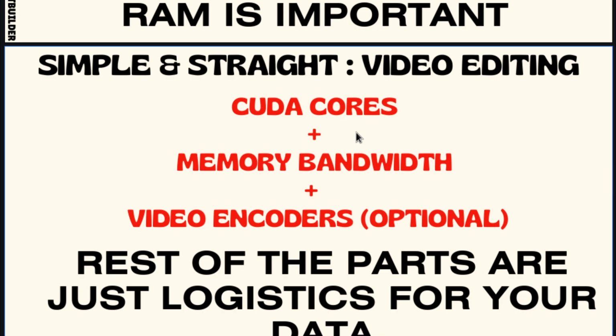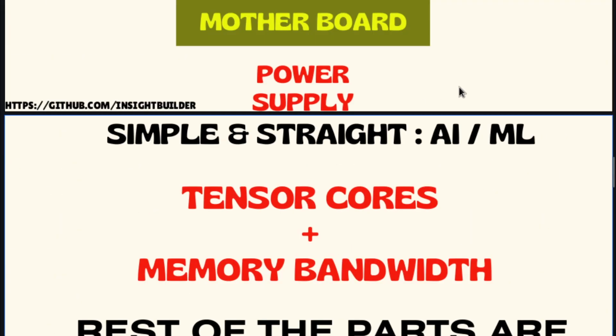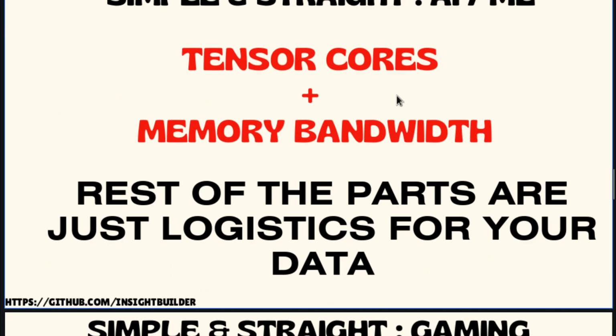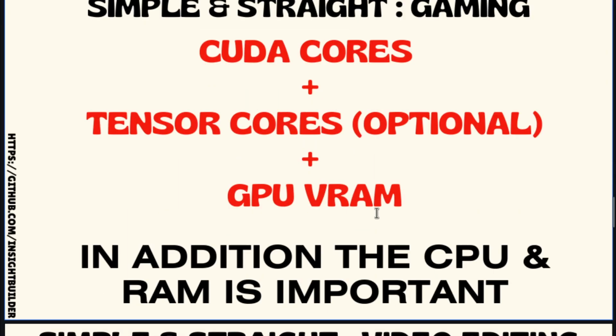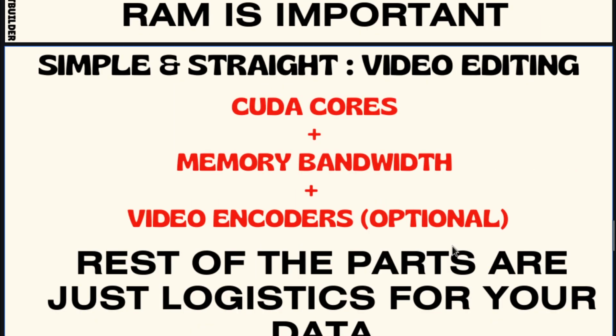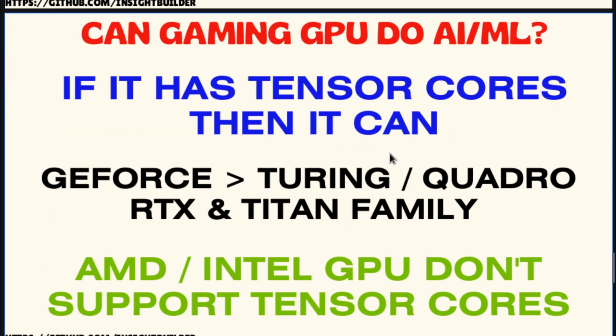So I will again recap. We have AI/ML, which requires tensor cores with memory bandwidth. We have gaming, which requires CUDA cores, tensor cores, GPU RAM, and we need a good CPU and RAM also. I mean, it's a high-end PC that you need to go for. In the case of editing, you can still live with lower power CPUs and lower power dedicated RAM, but the GPU has to be powerful.